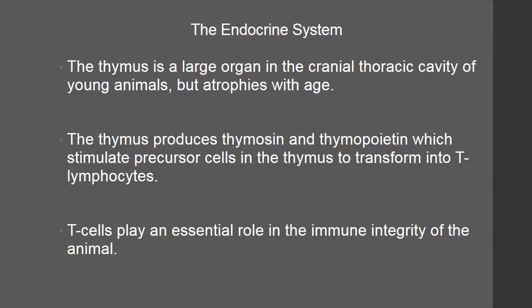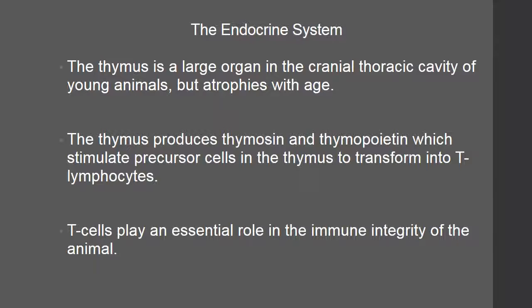Our old friend the thymus. The thymus is a large organ in the craniothoracic cavity of young animals. As that animal gets older, it atrophies with age until it turns into nothing but a small bundle of scar tissue. The thymus produces thymosin and thymopoietin, which stimulate precursor cells in the thymus to transform into T lymphocytes.